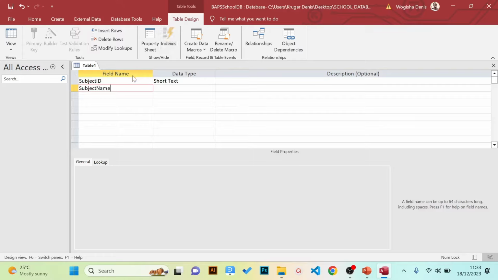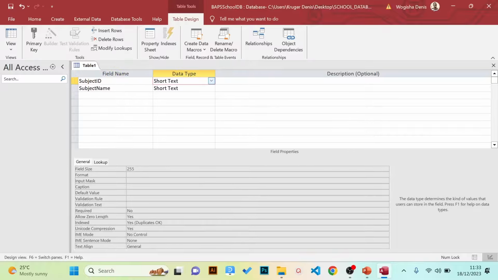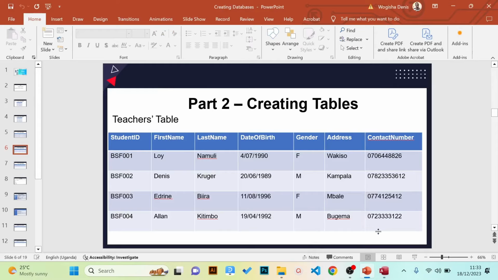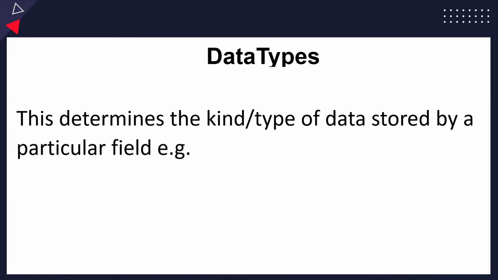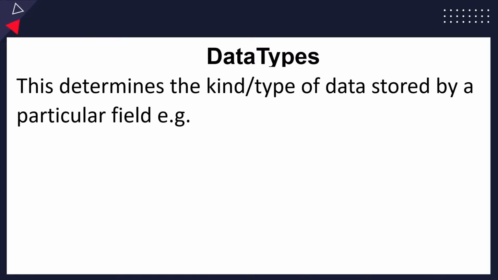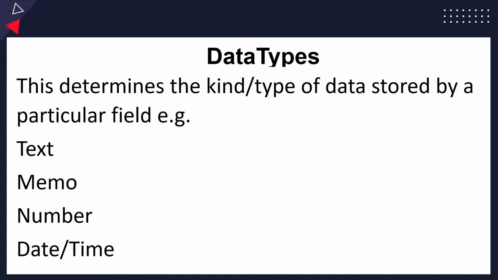Please note that for every field name we create, we have to choose the data type. So what is a data type? Well, a data type determines the kind or the type of data stored in a particular field. So every time we create columns or fields, we'll have to specify the certain types of data that are stored in that particular field. Just to mention a little, we have text which can be further grouped either into short text or long text, and we have number and so forth.